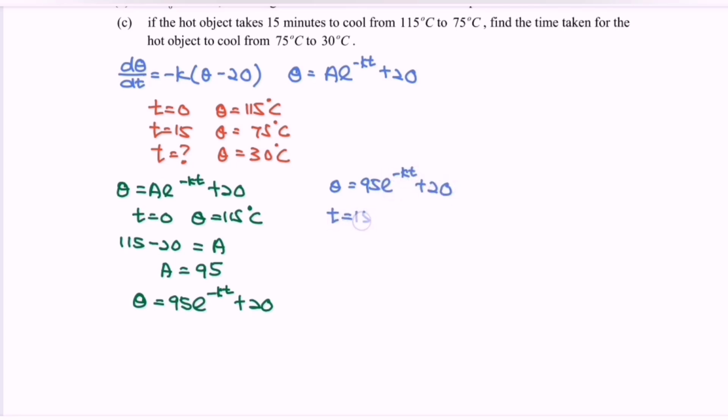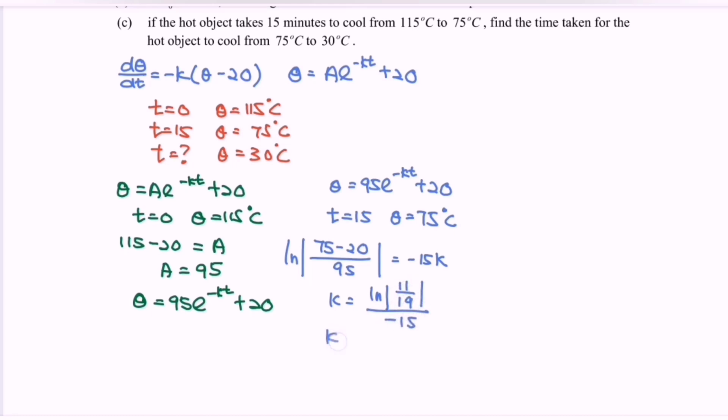Continue. If t equals 15, theta will be equal to 75 degrees Celsius. So kindly substitute: 75 minus 20 divided by 95, and then ln equals negative 15k. In order to find k, k equals ln of 55 over 95, over negative 15. So k equals 0.0364. Kindly substitute. So theta equals 95 multiplied with exponent negative 0.0364 t plus 20.